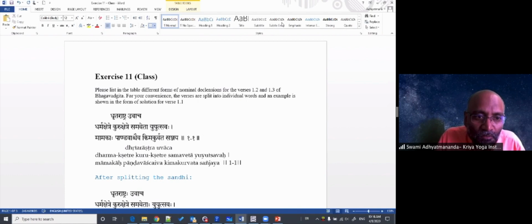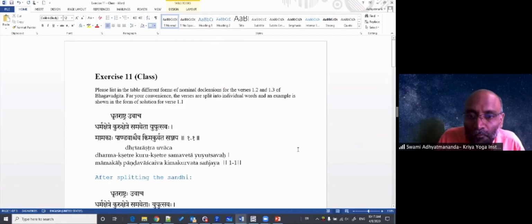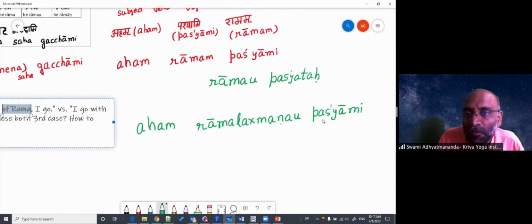Somebody is asking, Swamiji, could you just not use Ramam Lakshmanam cha? Remember this example which I showed: Aham Ramam Lakshmanam pashyami. I could also say separately, Aham Ramam Lakshmanam cha pashyami. Both ways are correct. I just showed you one way where you use the dual form. Another way, without the dual form, you put the two singular forms and use the word cha for 'and'. That's possible.